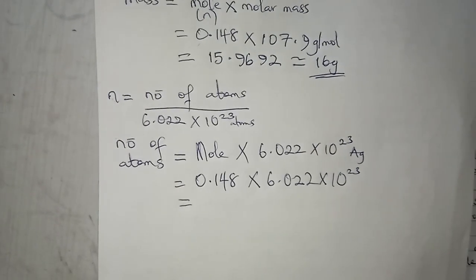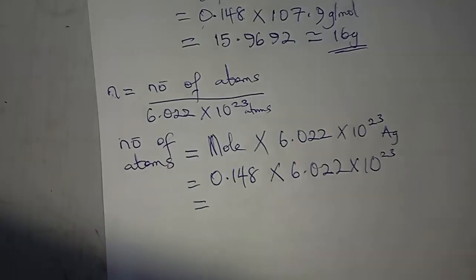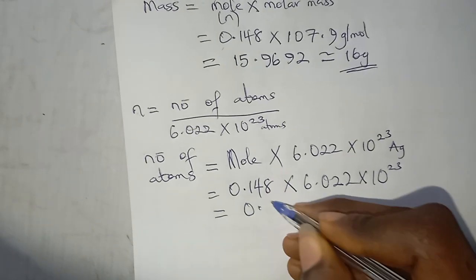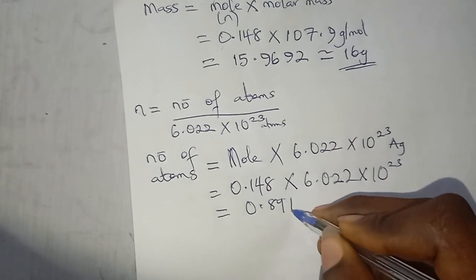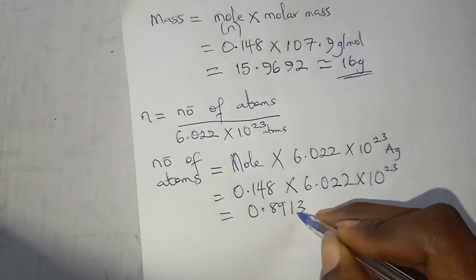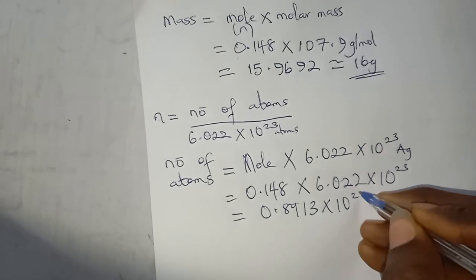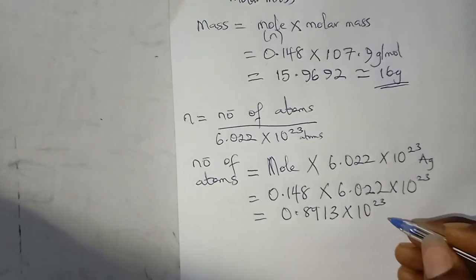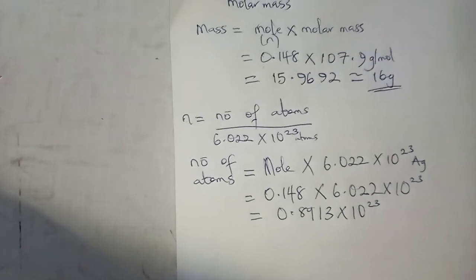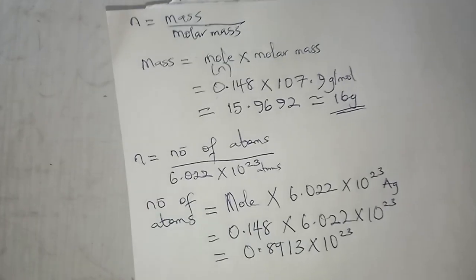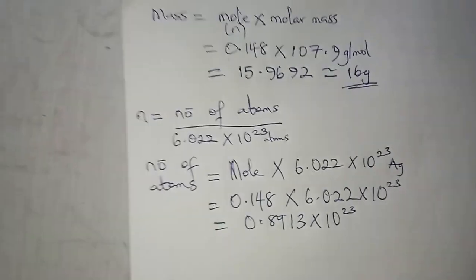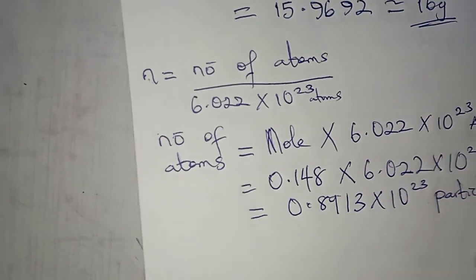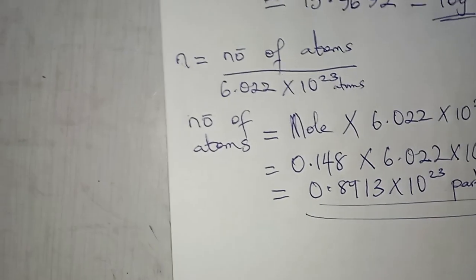Let's punch it. You're going to get 0.8913 times 10 raised to the power 23. This is going to be the number of atoms, which means particles. So I want to leave my answer this way.